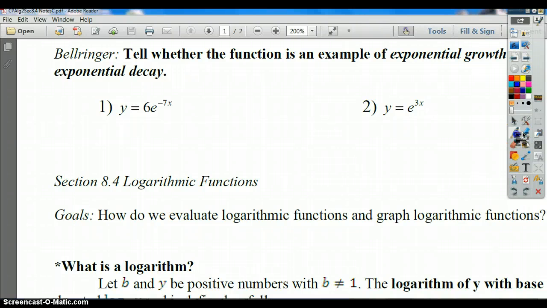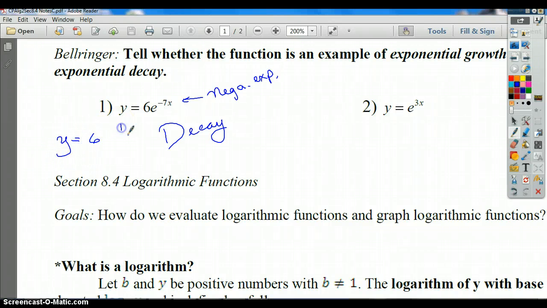Let's try this again. Exponential growth and exponential decay. Tell which one is which. This will be decay because of the negative exponent. So this will end up being decay. In case you're wondering, think of e as 2.43 or 2.77, something along those lines. If I actually apply that negative exponent, this is kind of what you're looking at.